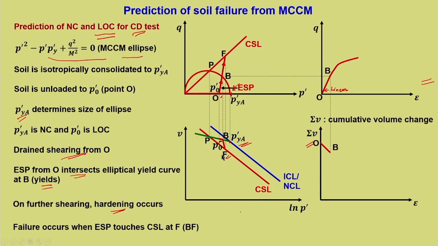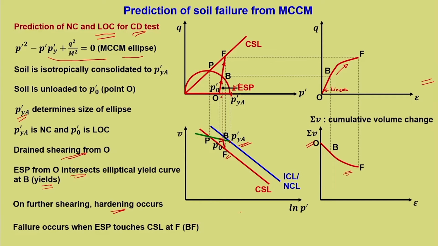Now, what happens? You can see that this is a hardening response after yielding, and hence the volume change also will be more. In fact, you are moving towards this particular point and then it comes down. So, it is no longer on the loading unloading line, and hence the volume change is going to be high. So, from B to F there is significant volume change.